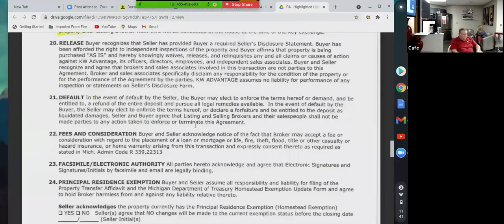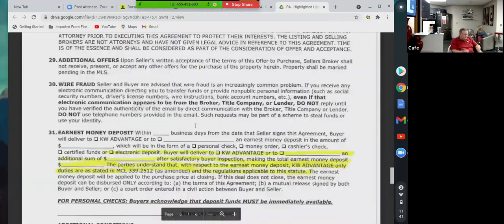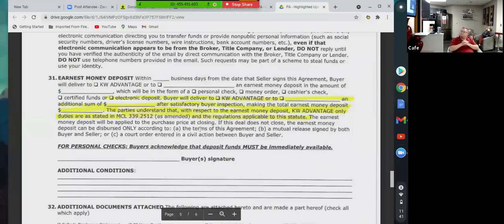Not good. All right, let's go to 31. Earnest money deposit within blank business days from the date the seller signs this agreement. Buyers will deliver to KW Advantage, or it could be the title company, could be whomever, an earnest money deposit in the amount of blank, which will be in the form of personal check, money order, cashier's check, certified funds, or electronic deposits.